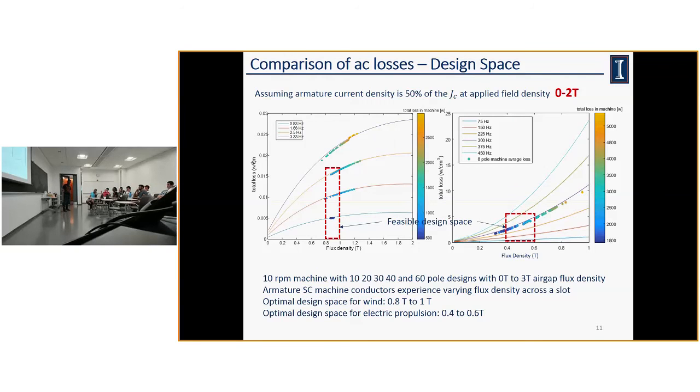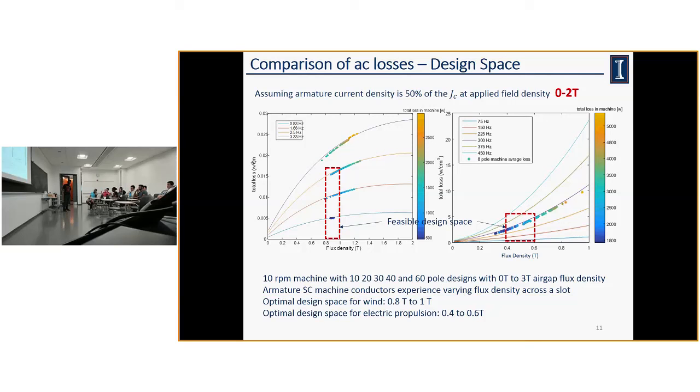For example, where the air gap field stands for all of this design. You can see that it's only between 0.8 and like 1.2. It's never going beyond that. Even if we go beyond that, the total losses in the machine go very crazy. So we can't go and design this. But I also look at that.